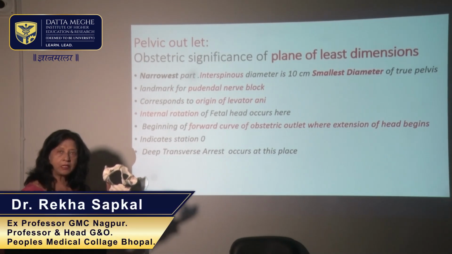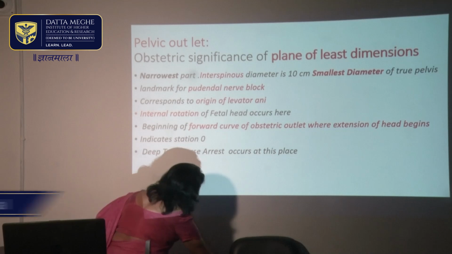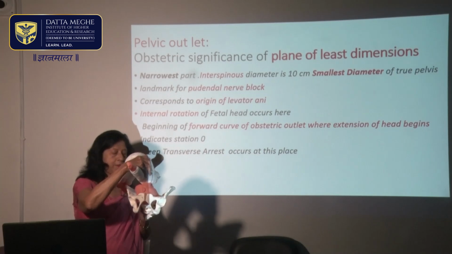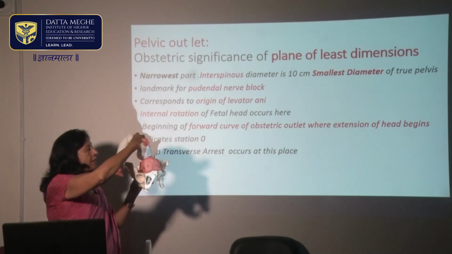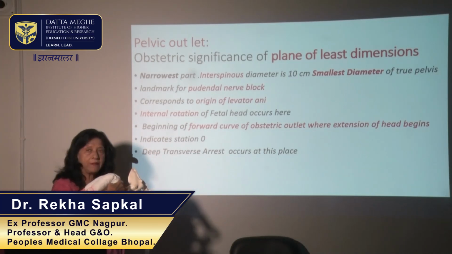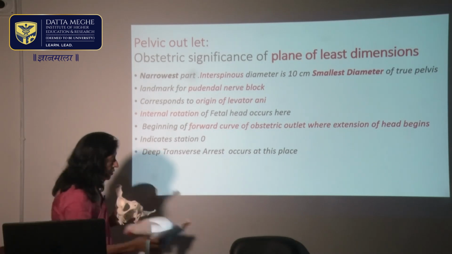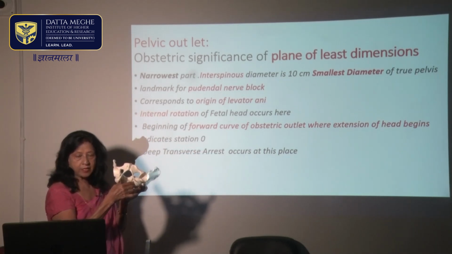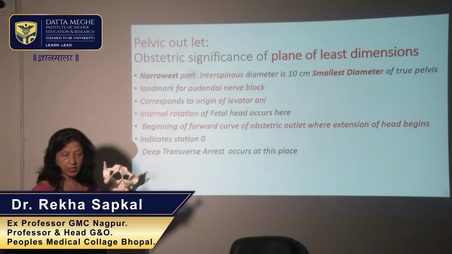Internal rotation of the head also occurs at the level of the ischial spines. When the fetal head enters into the pelvic cavity, it is in the transverse diameter or one of the oblique diameters. When it moves from this diameter towards the midline on the pelvic floor, that is internal rotation. It rotates on the pelvic floor, not at the pelvic brim. So, that is known as internal rotation of the occiput. It occurs at the level of the levator ani, from where the levator ani are attached and the pelvic floor starts.